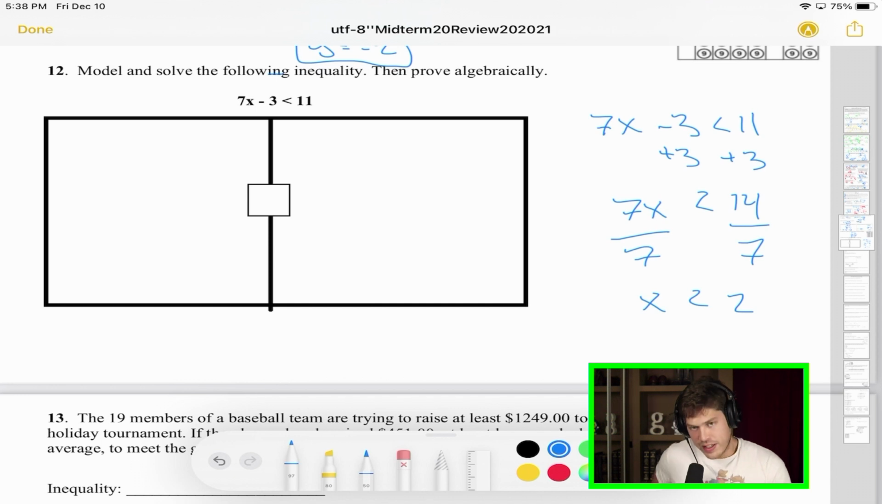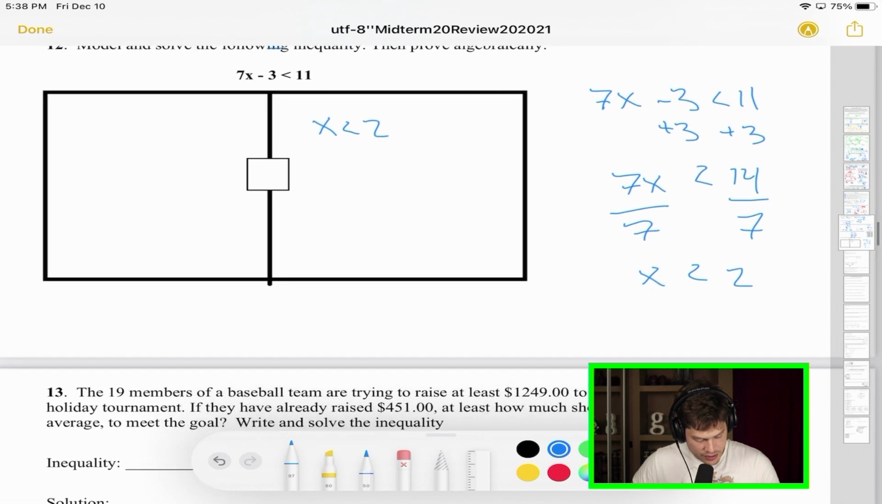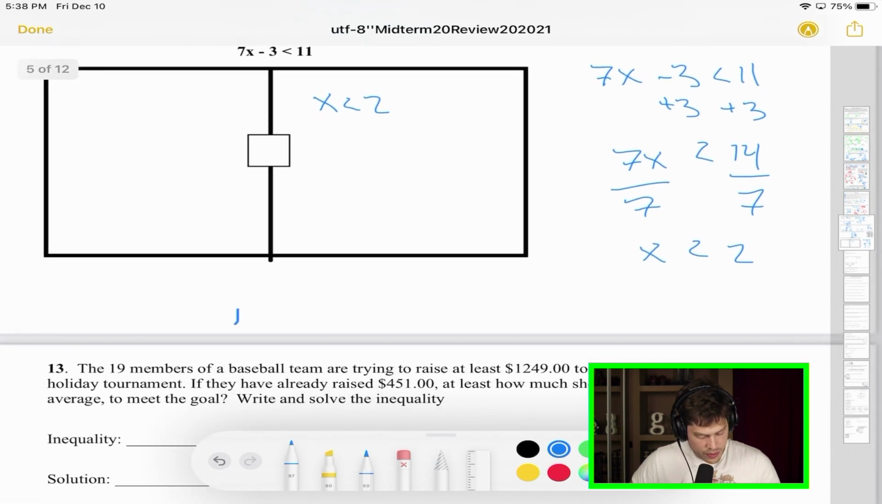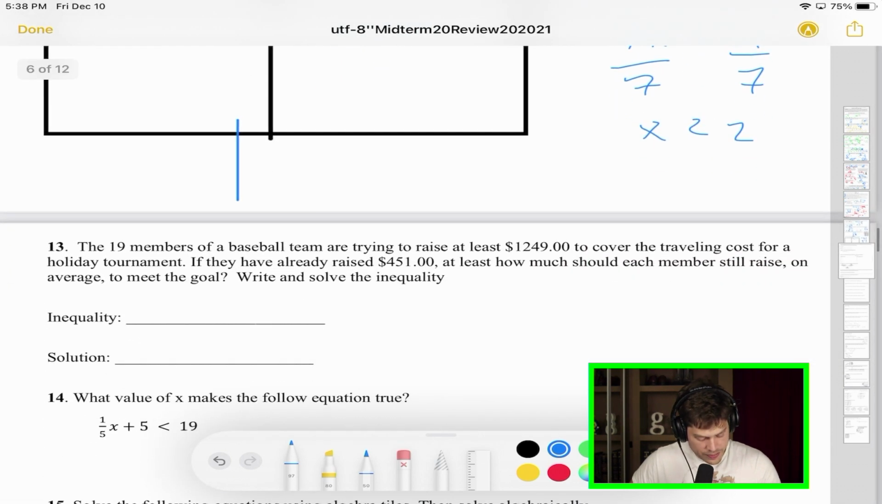I'm going to let you guys draw this one. I really don't know what to do for a picture on this. But whenever you solve this, you get x is less than 2. So let me know down in the comments what you did for your picture here. I am curious. I don't know what to draw personally.